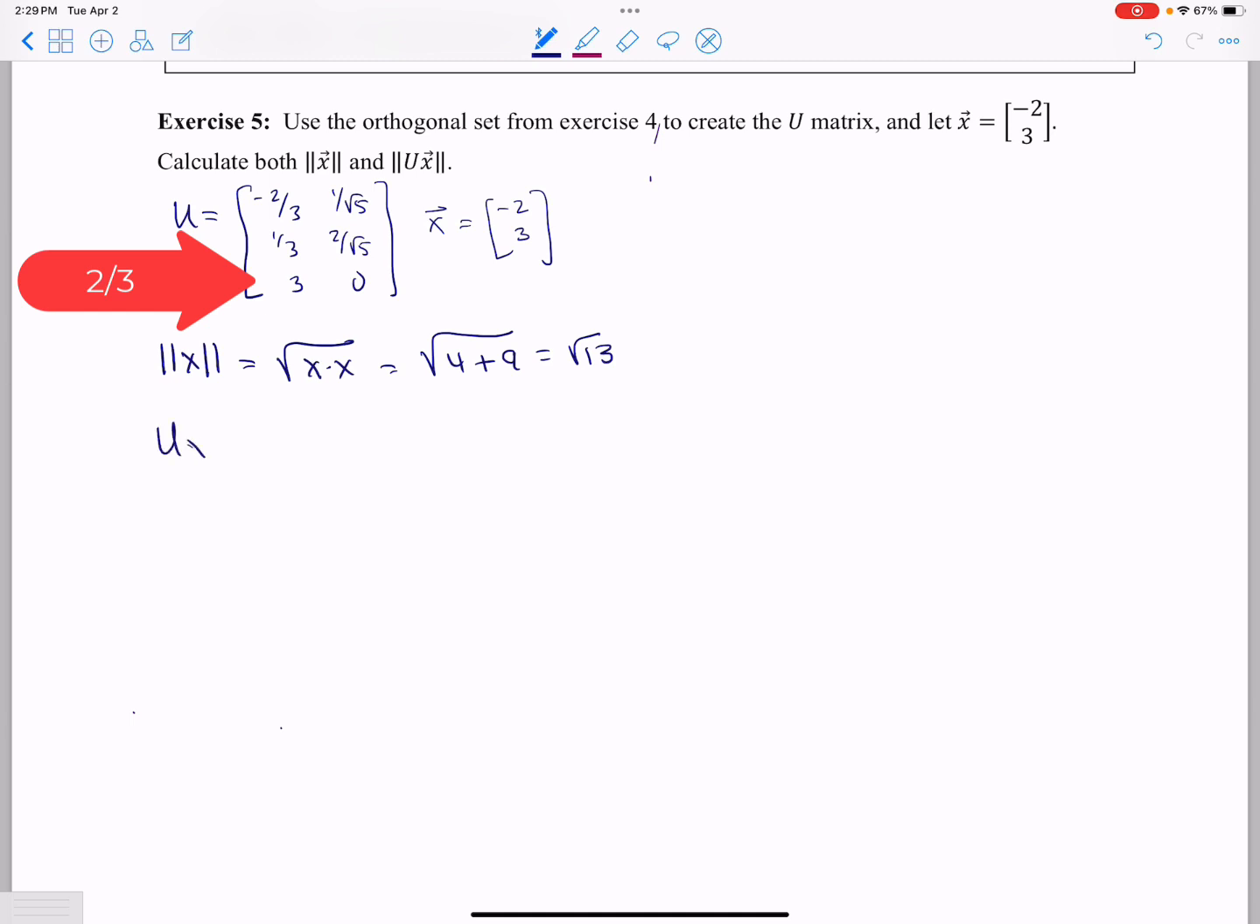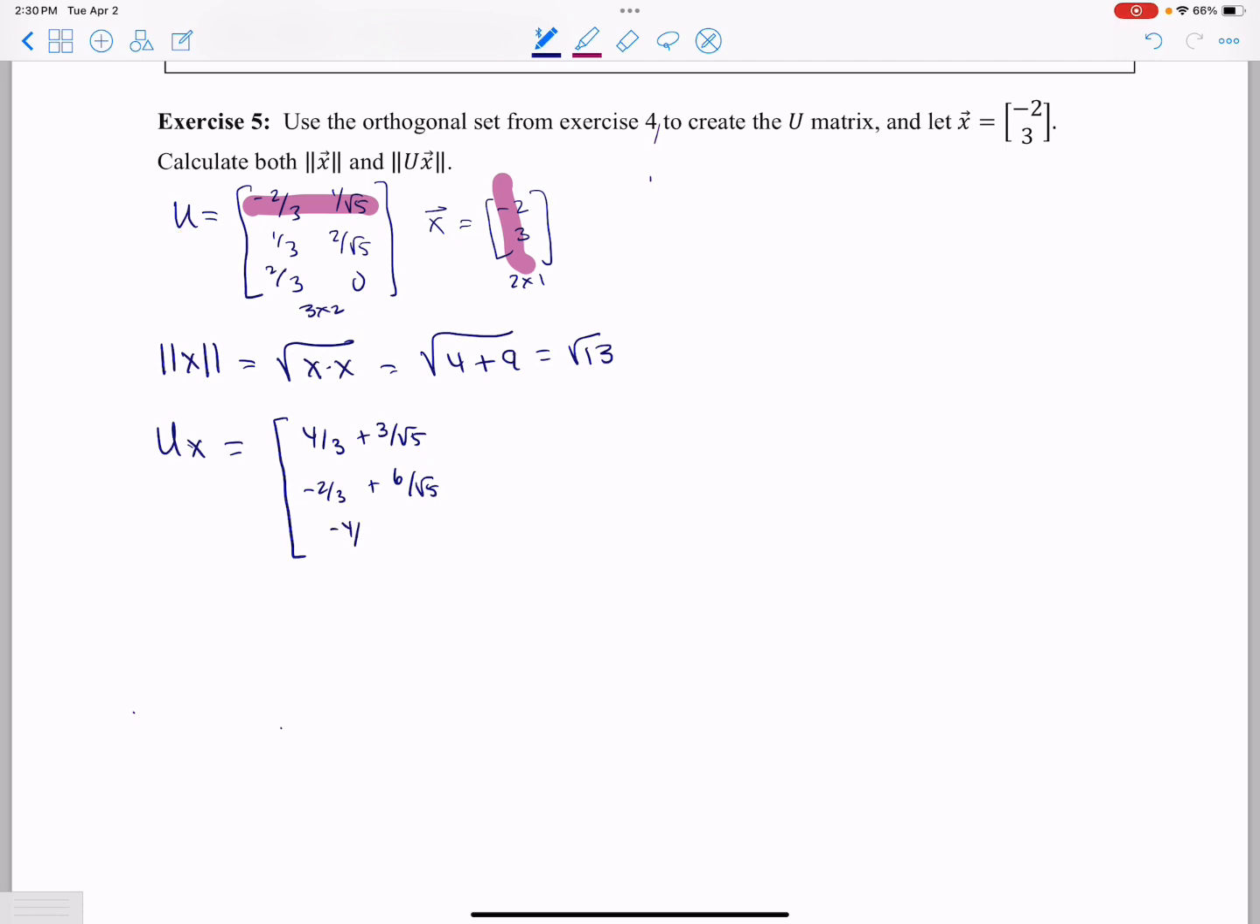Now let's calculate U times x. Keep in mind that U is a 3 by 2 and x is a 2 by 1, so my outcome will be a 3 by 1. And remember, when I multiply, I'm going across the rows and down the columns. So I have 4/3 plus 3 over root 5, and then -2/3 plus 6 over root 5, and then I have -4 over 3.